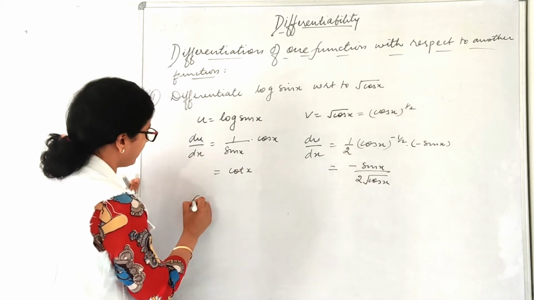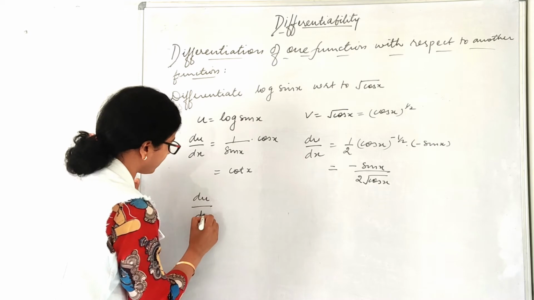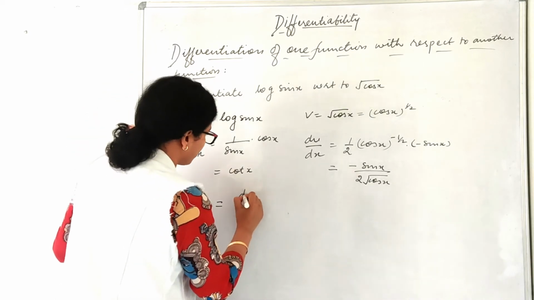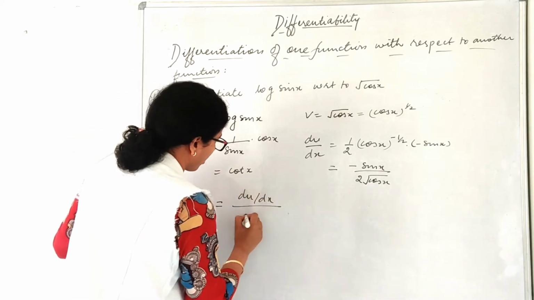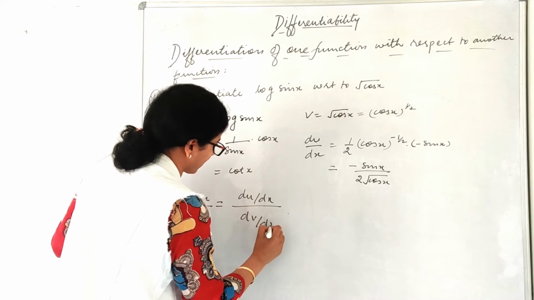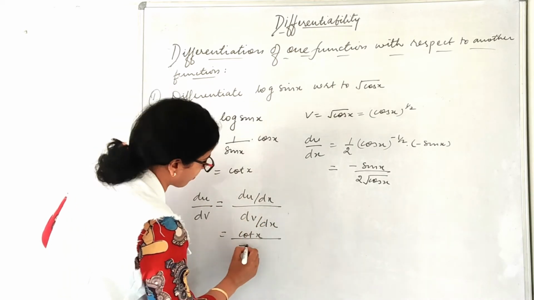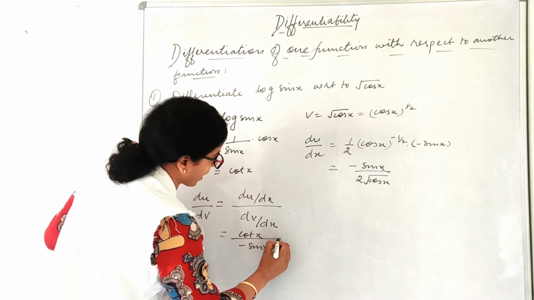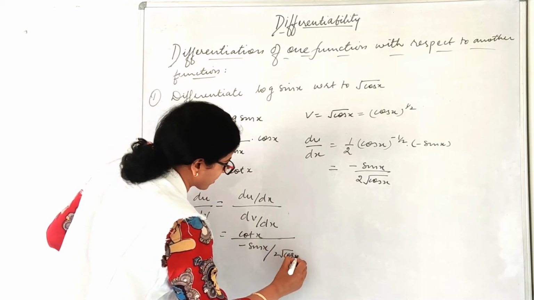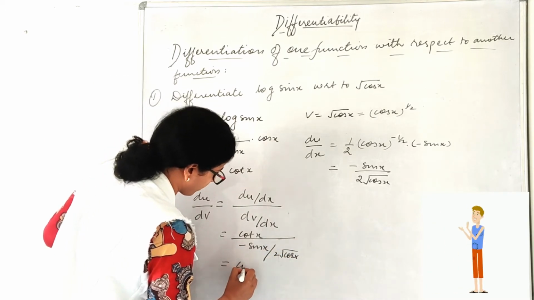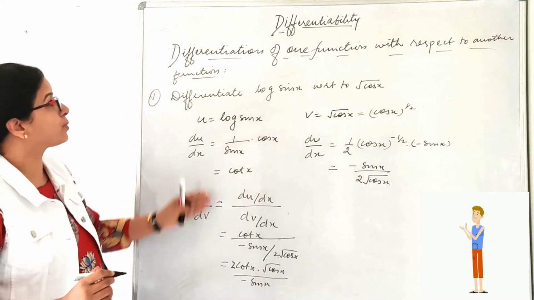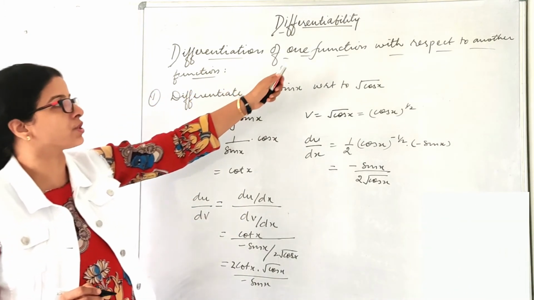Now we have to find du by dv. So we'll substitute the value: du by dx upon dv by dx, cot x upon minus sin x divided by 2 root cos x. So this is my required answer. So this is the procedure if we have to differentiate one function with respect to another.